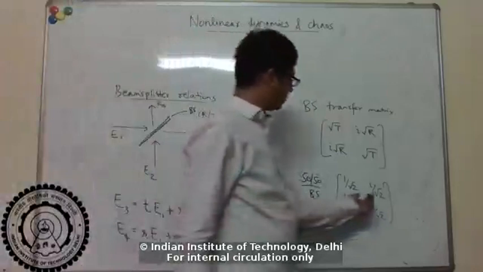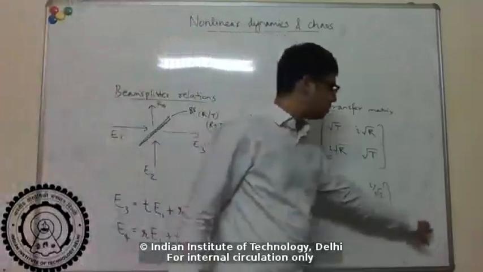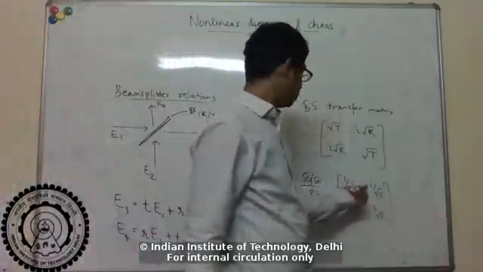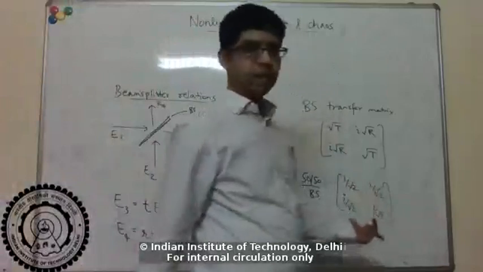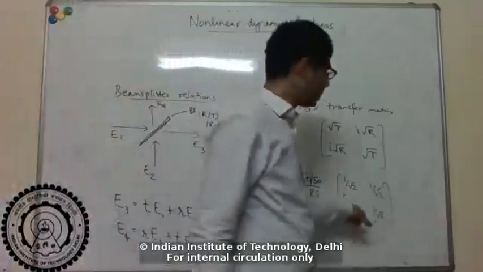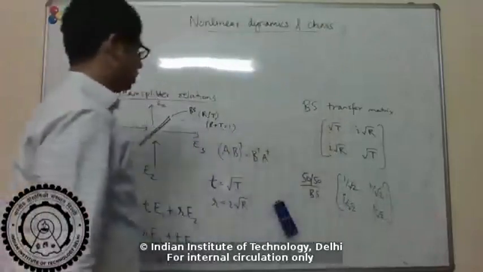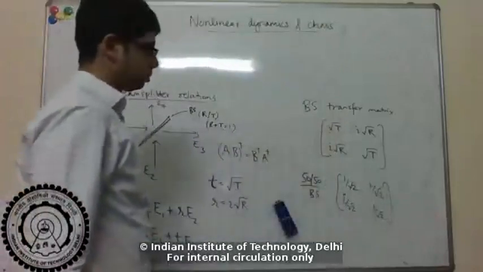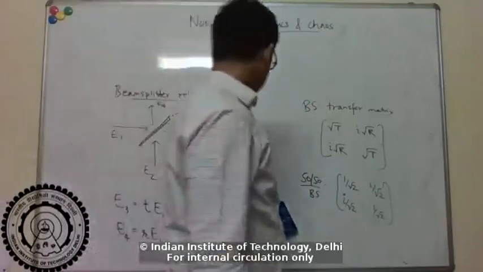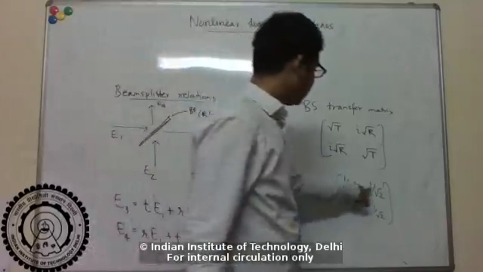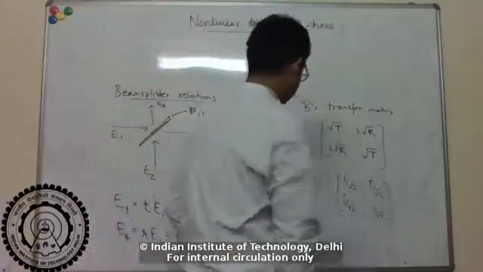Okay, so as I said, this form of the matrix is not unique, right? You could choose some other combination. In some places you might see a different form for the beam splitter matrix, but these phase relationships have to hold. Anyway, the point I wanted to make was this: including iota is necessary for a beam splitter.